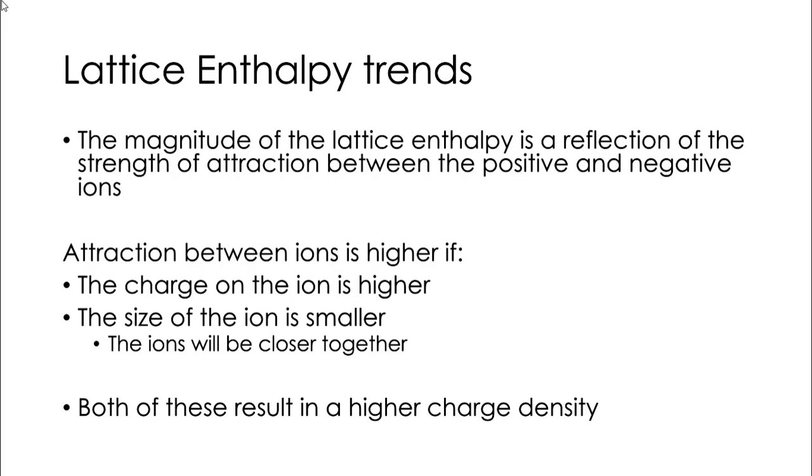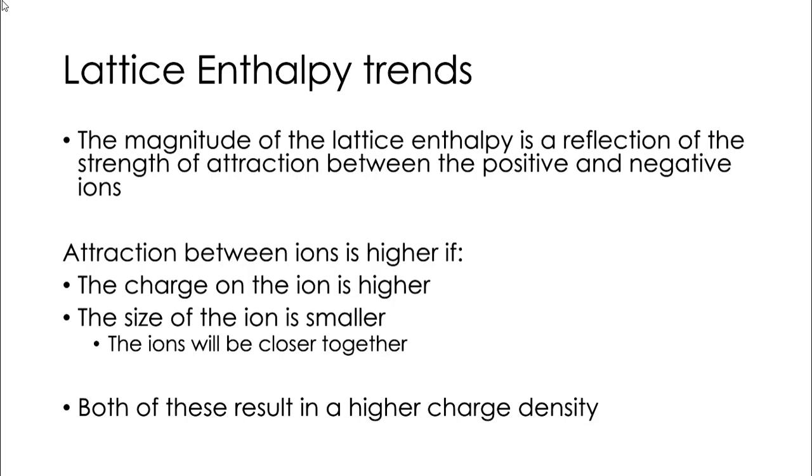And that attraction is going to be higher if the charge on the ion is higher. So if you've got a negative ion and a +1 ion, that attraction is going to be weaker than if you've got a +2 ion. The size of the ion is also important. If the ion is smaller, then the ions are going to be closer together, and therefore the attraction between them is going to be bigger.